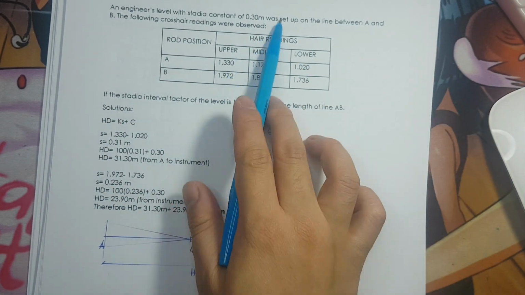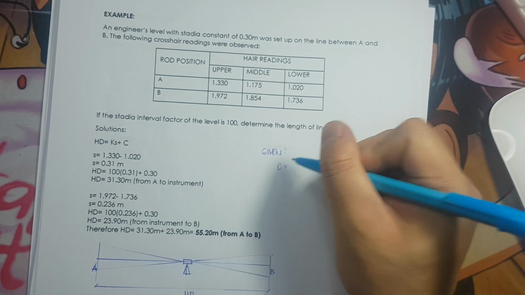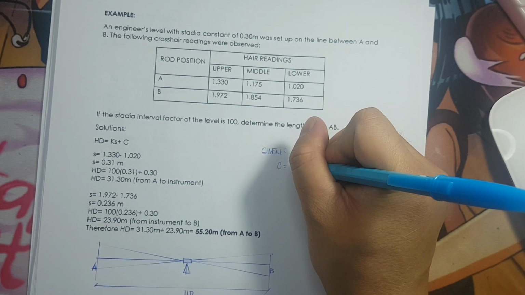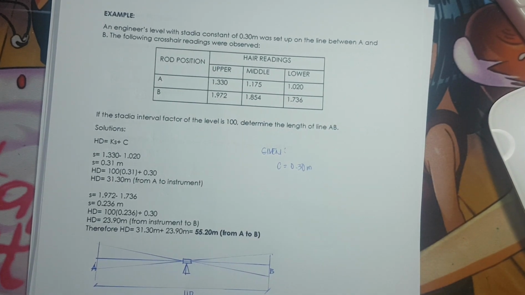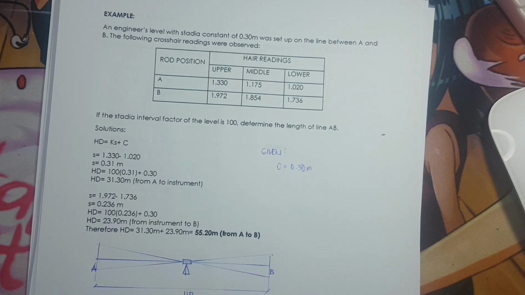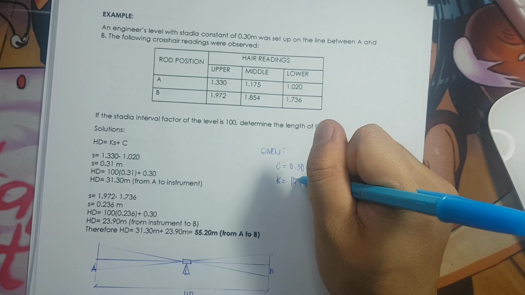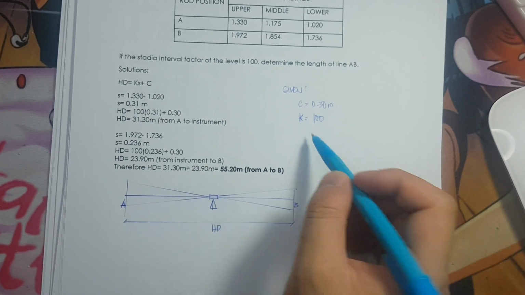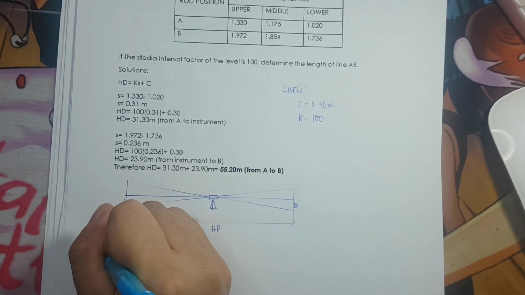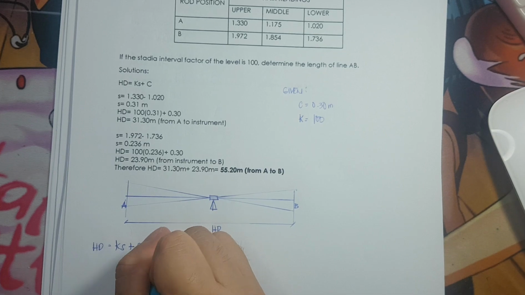According to the given, we have a stadia constant, so C is equivalent to 0.30 meters. We have our stadia interval factor as 100. For the formula, we have HD is equivalent to KS plus C.